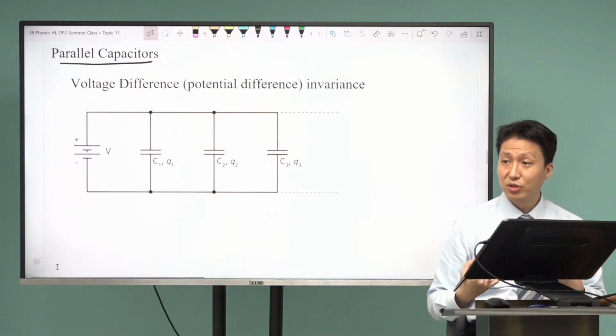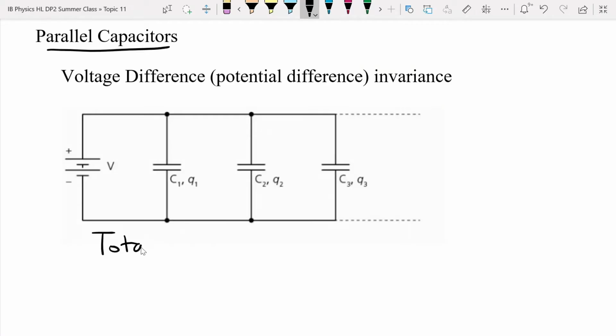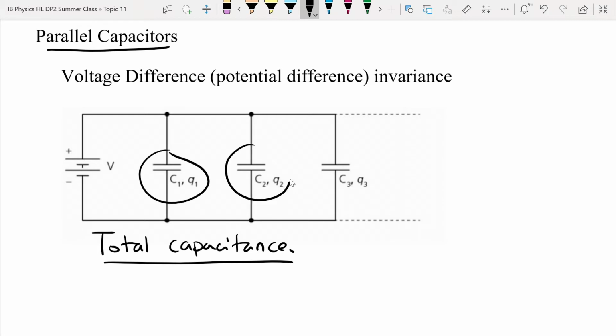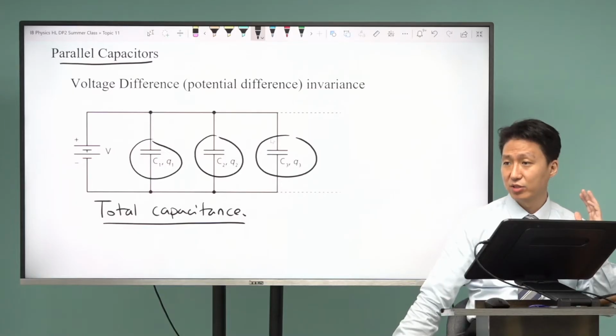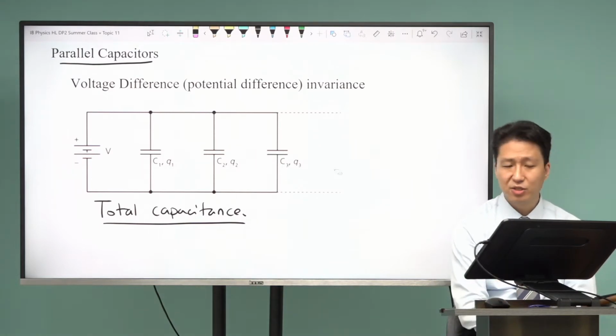We would probably like to know what is the total capacitance. In theory, all of these capacitors will work as if there were only one big capacitor, right? First thing, how do we find this relationship?